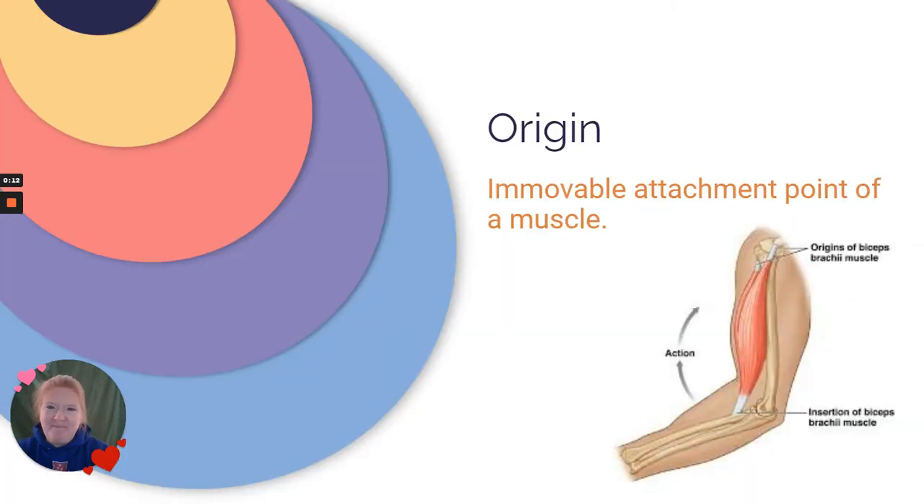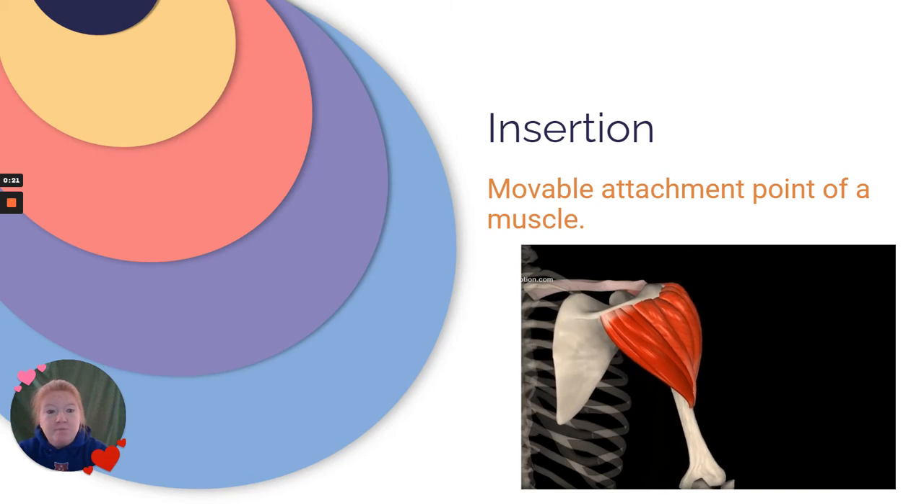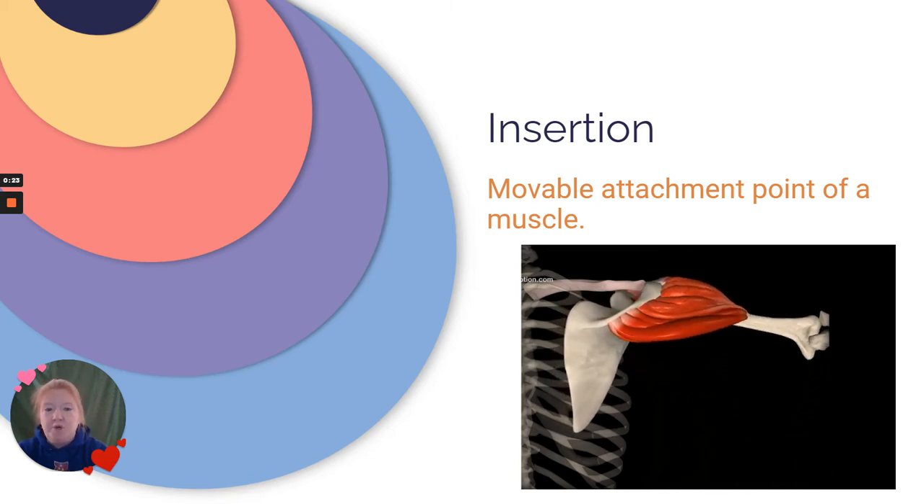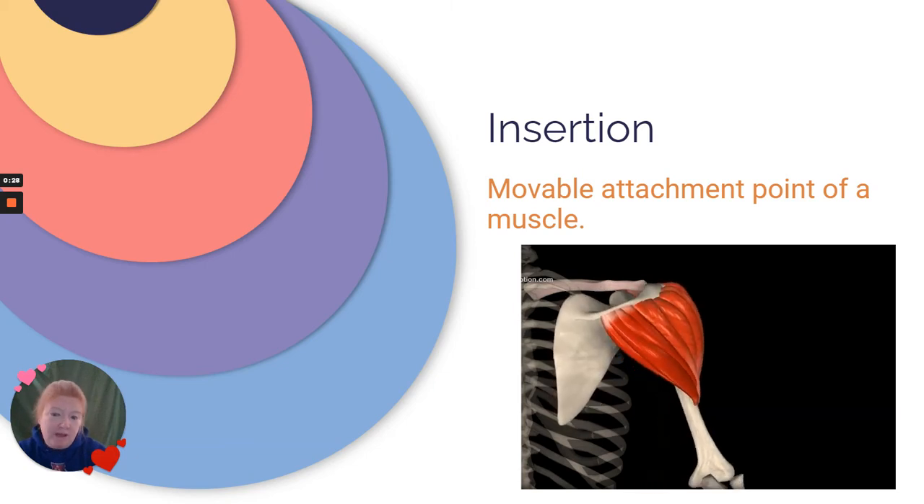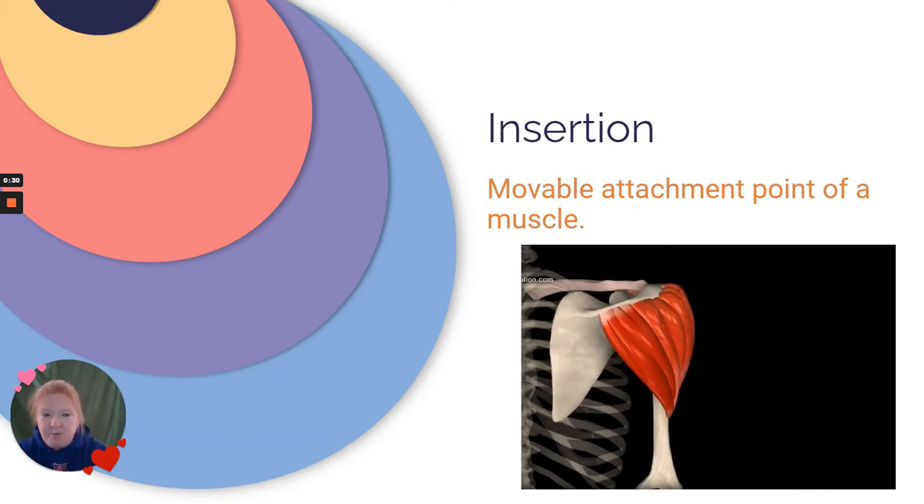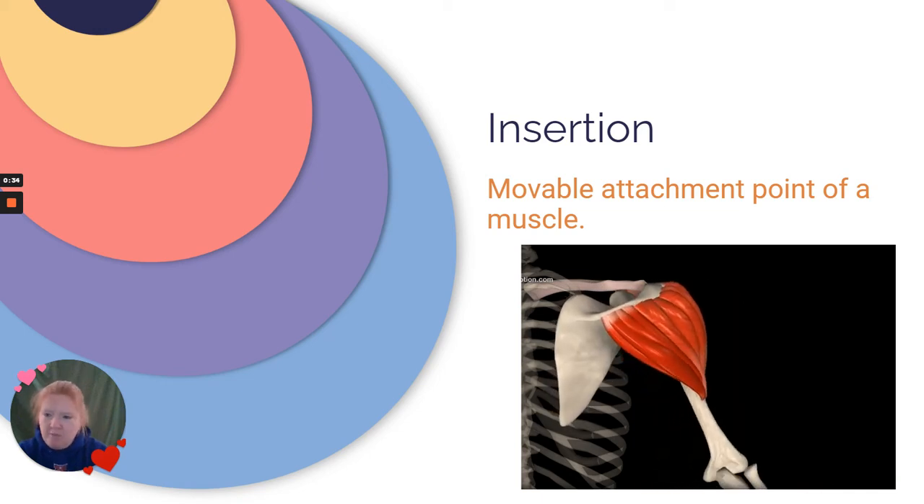So let's get started. So the origin, remember, that's the immovable attachment point of a muscle. And then the insertion is the attachment point of a muscle that is movable, okay? So you need an origin and an insertion in order for there to be movement with muscles. If both attachment points were on the same bone, when the muscle contracted, there would be no movement.